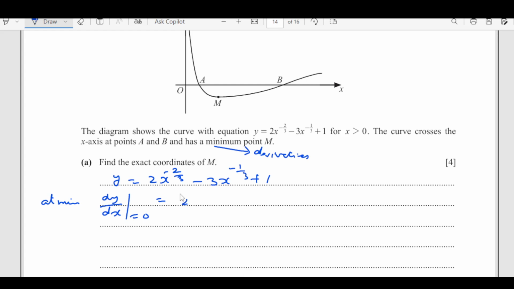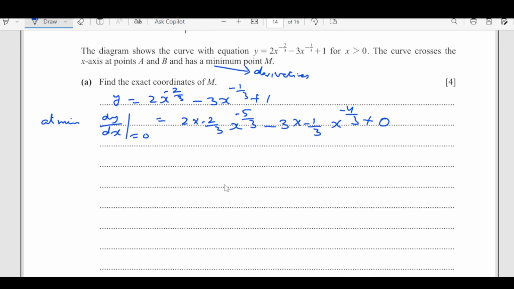This is 2 times minus 2 over 3 x to the power of minus 2 over 3 minus 1, which will become negative 5 over 3, and then minus 3 times negative 1 over 3 x to the power of minus 1 over 3 minus 1, which will be negative 4 over 3, right? Plus the derivative of 1 is 0, right?